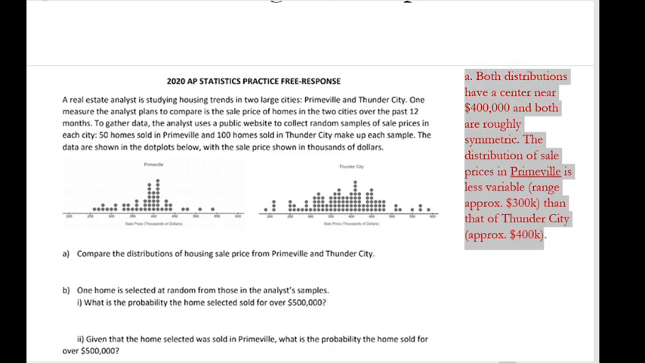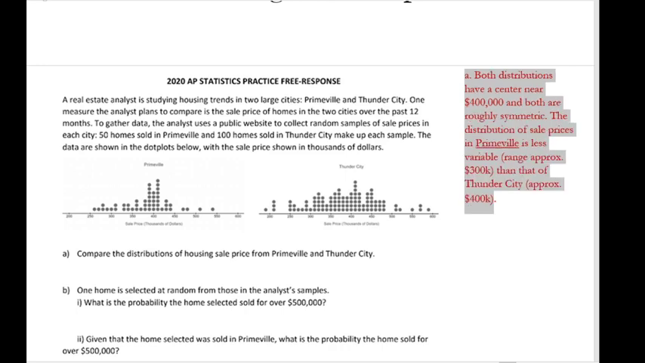I'm going to drop the size down here a little bit so we can get a little bit more on the screen here. So, part B, we are looking at one home selected at random from those analyst samples. What is the probability that the home selected sold for over $500,000?